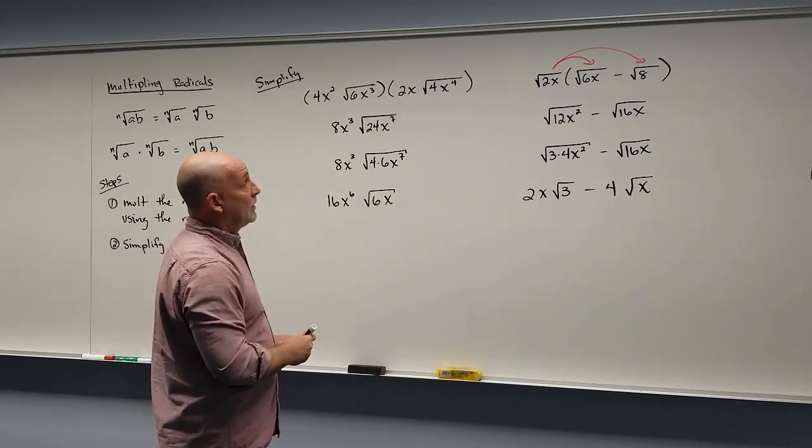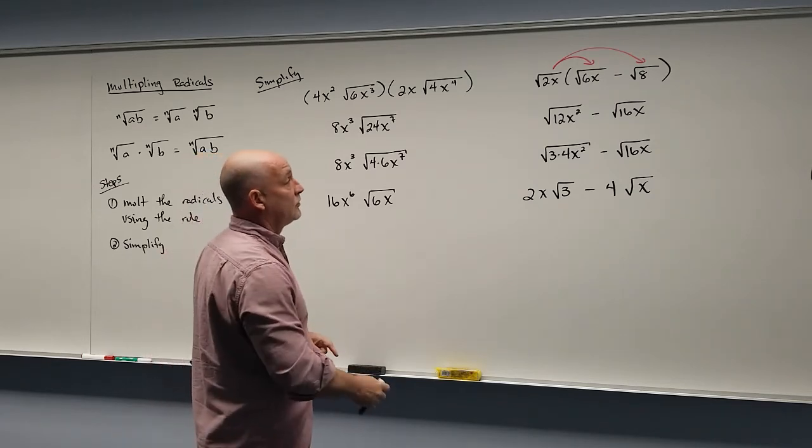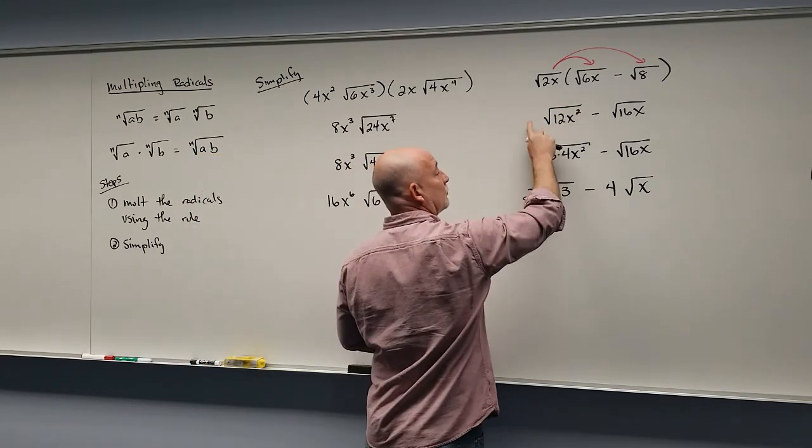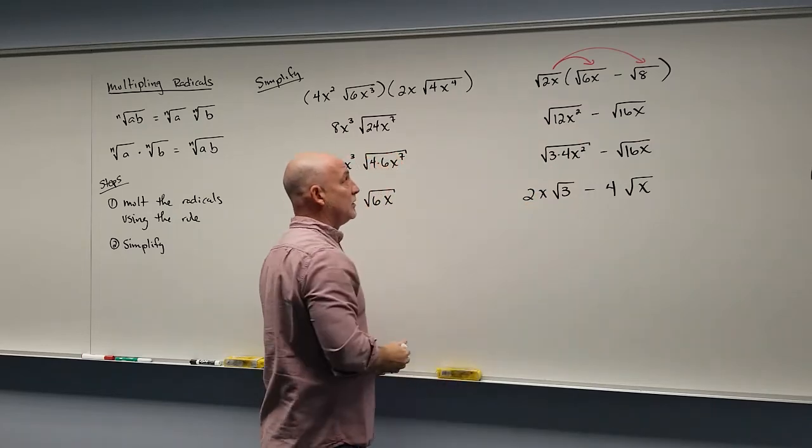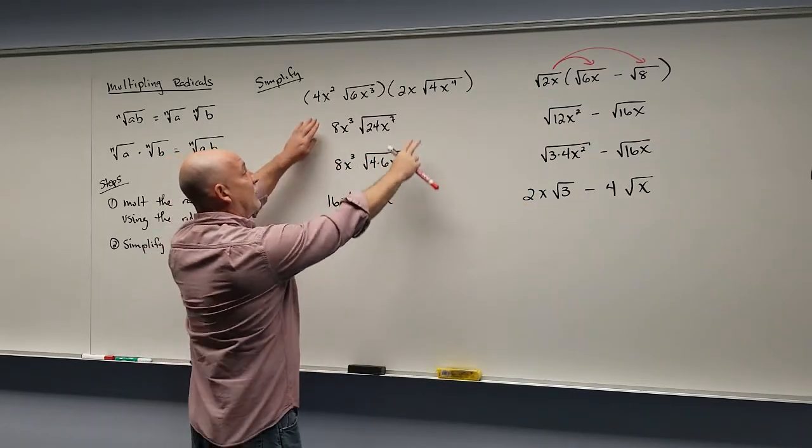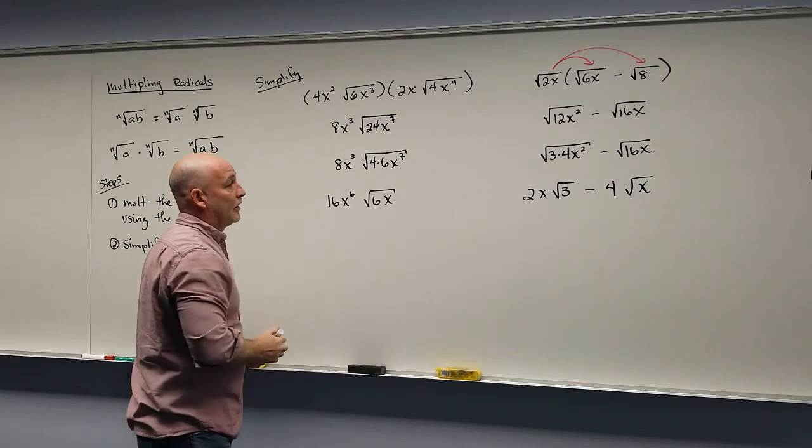So multiplying radicals is very straightforward. As long as they have the same root or index, kind of like here was a square root, you just multiply underneath and simplify your radicals. If you do have stuff on the outside, just multiply the stuff on the outside together as well.